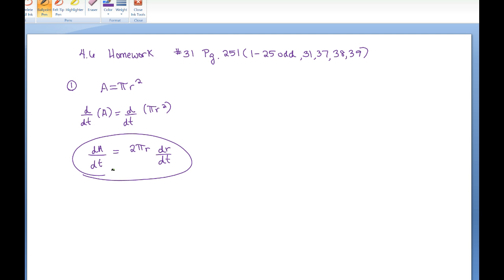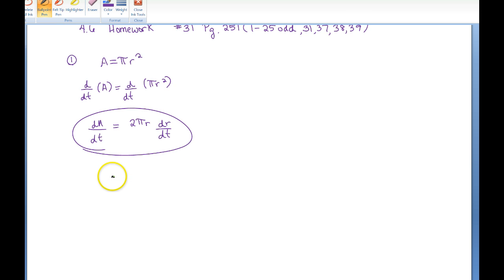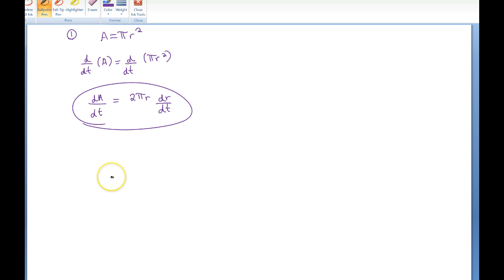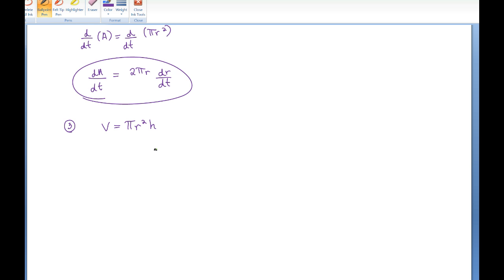Okay, number 3. There's 3 parts to it. Yep. Okay, radius, height, and volume of a right circular cylinder are V equals pi r squared times h. Okay, so how is dV/dt related to dh/dt if r is constant?